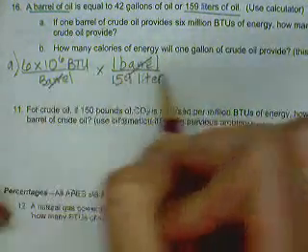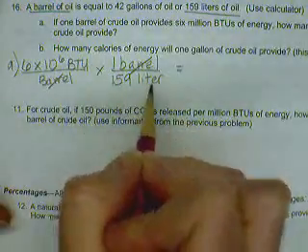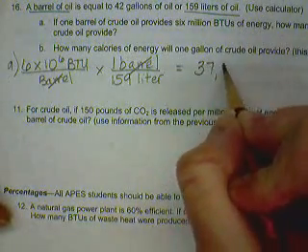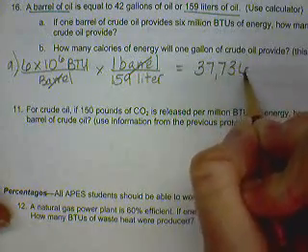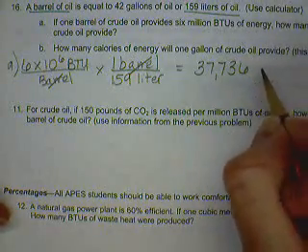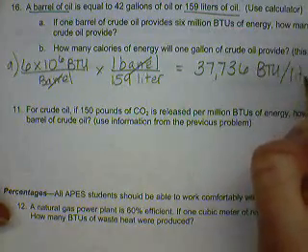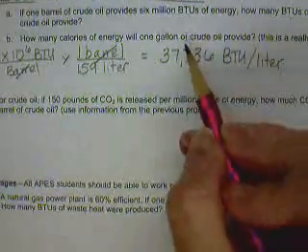So now my barrels cross out. 6 million divided by 159. Again, use a calculator because it's ugly. 37,736 BTUs per liter. And that's your answer for A.